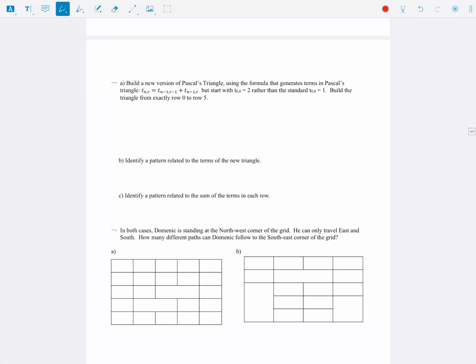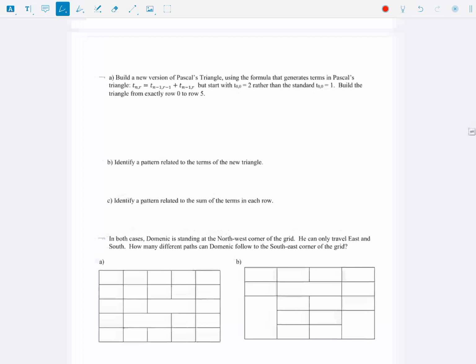Build a new version of Pascal's triangle using the formula that generates terms in Pascal's triangle. But start with t sub 0, 0 equals 2. So we're going to start at the top with 2 rather than the standard 1. Build a triangle exactly from row 0 to 5. Let me move it over here. So you get 2. Next row would be 2 and 2.